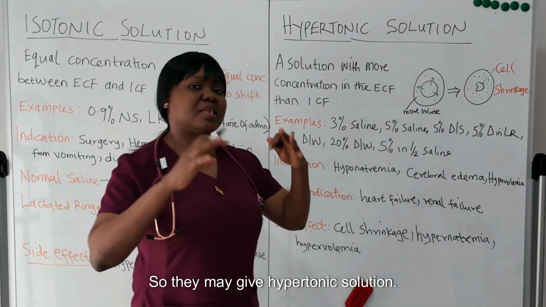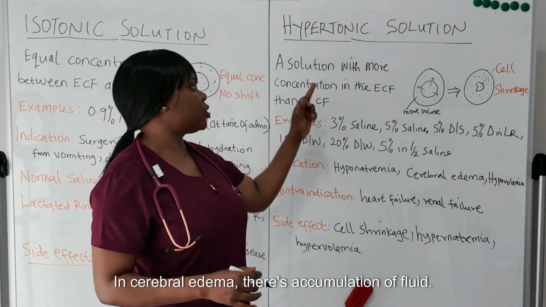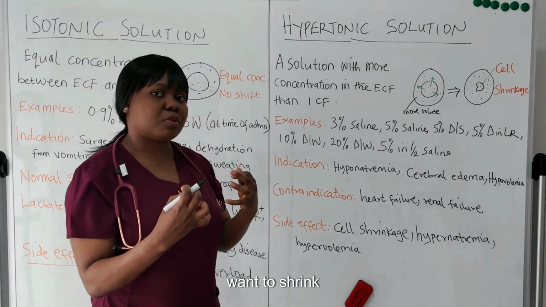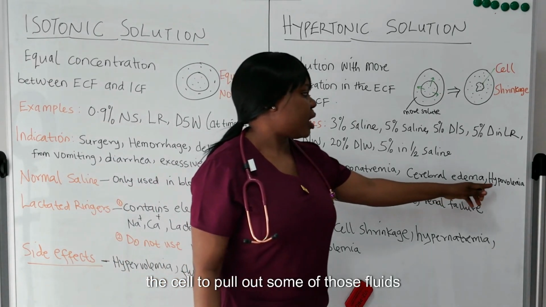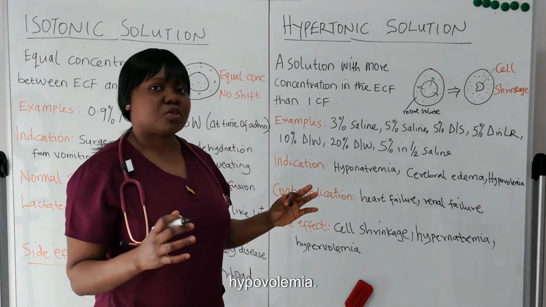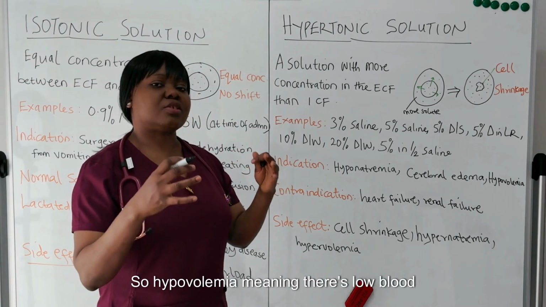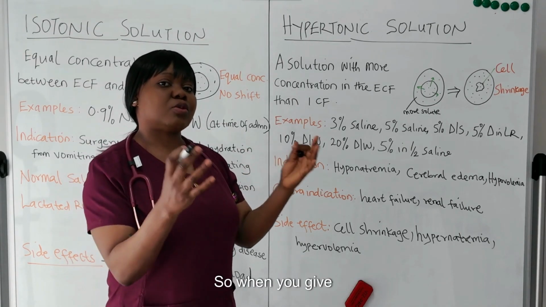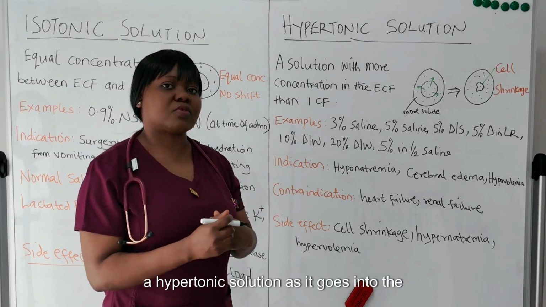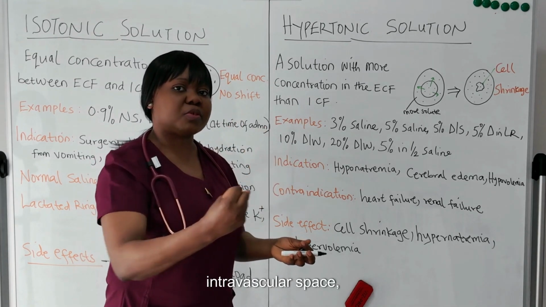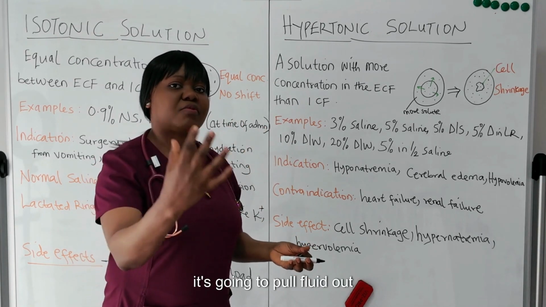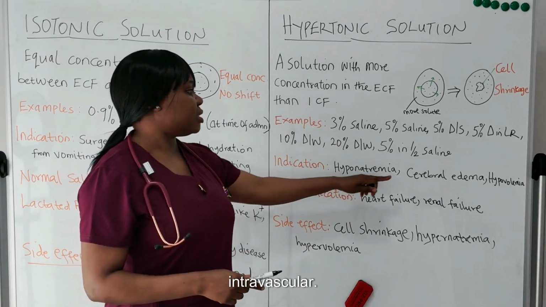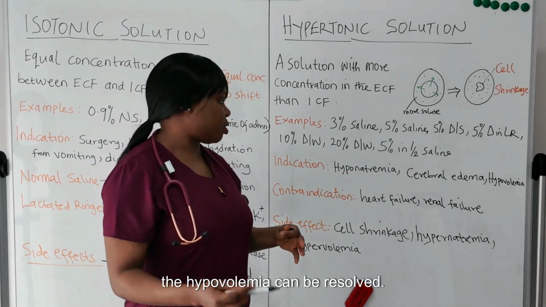In cerebral edema, there's accumulation of fluid. So when you give a hypertonic solution, you want to shrink the cell to pull out some of those fluids out. In hypovolemia, meaning there's low blood volume, when you give a hypertonic solution, as it goes into the intravascular space, it's going to pull fluid out from the interstitial, from the intracellular. It pulls it into the intravascular, and with that, the hypovolemia can be resolved.